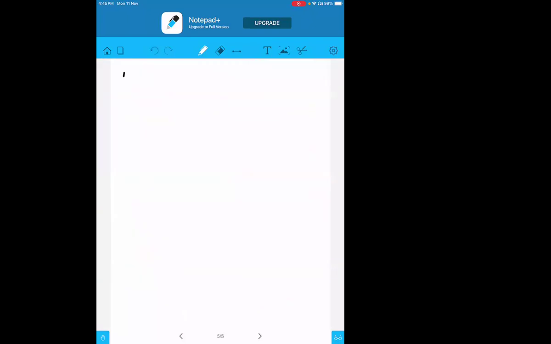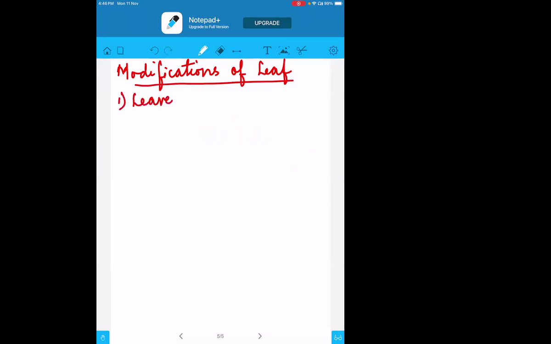Okay. So after this, the next one is modification of the leaf. As in the third point we have mentioned, modification means changes. So changes will happen in the leaves. Why do these changes happen? These happen for some reason, right? They will be doing some function. So the first one is for support.